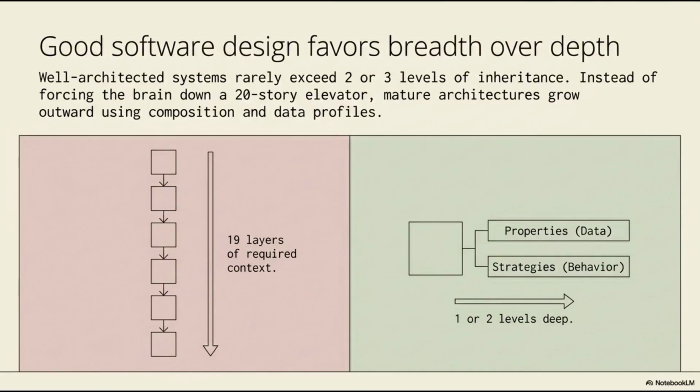Mature architectures achieve this by growing outward, primarily using composition and data profiles to manage complexity, separating concerns into discrete properties for data and strategies for behavior, rather than relying on deep, convoluted inheritance chains.